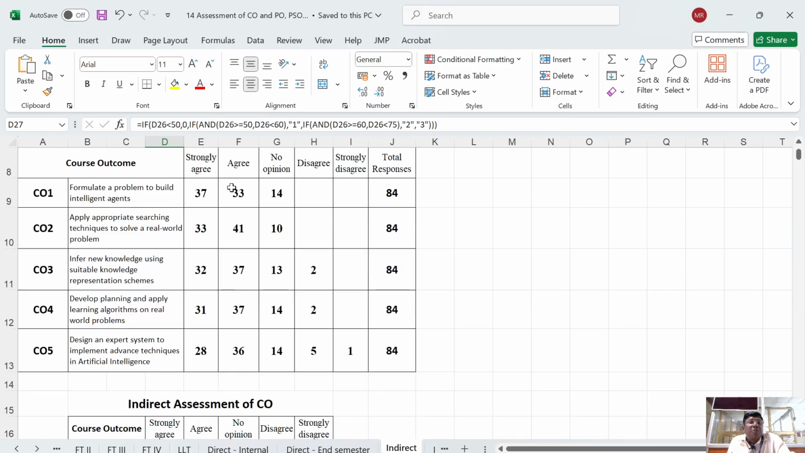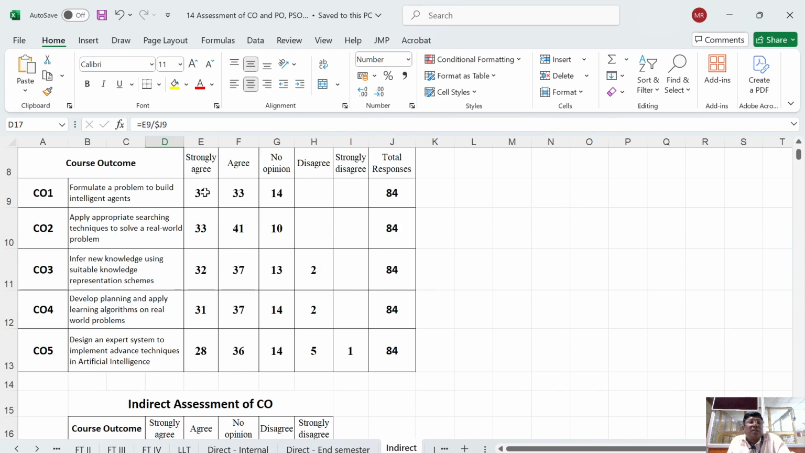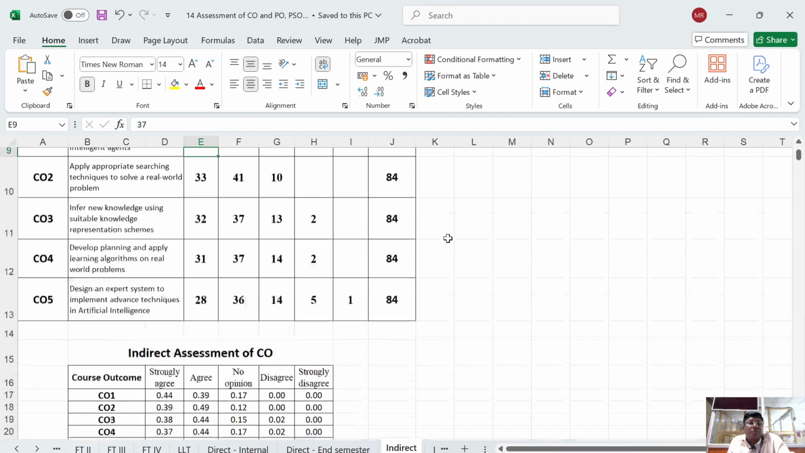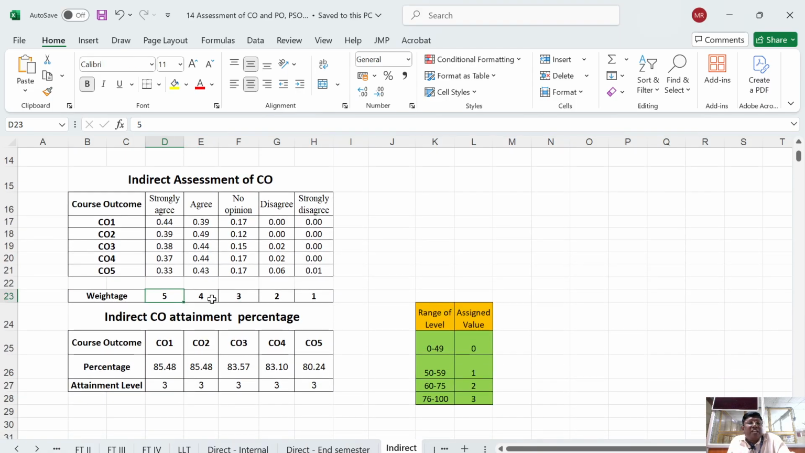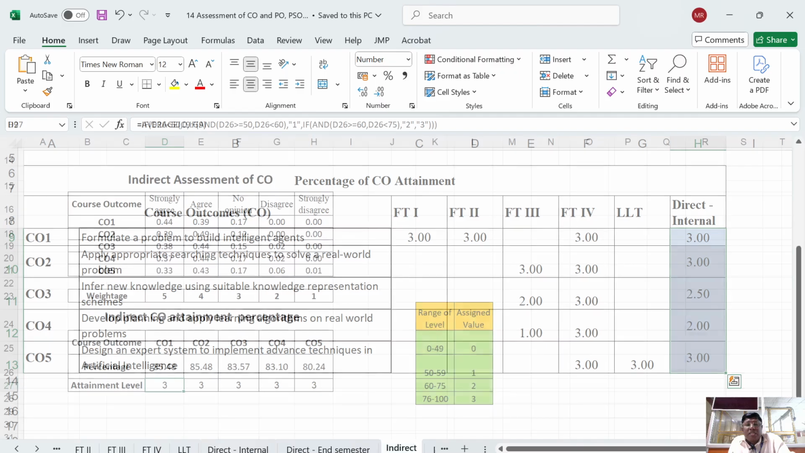And from the responses of the students, strongly agree, agree, no opinion, we have to calculate the total number of responses. From that, it should be converted into total number of agree divided by total number of responses. We'll be getting this, and the weightage scale is 5, 4, 3, 2, 1. From that, we have to calculate the percentage of attainment. Then by looking at the lookup table, we have to calculate the level. If you look at it, almost everything is 84 and 83, so it is in the range between 76 to 100. So it is 3.